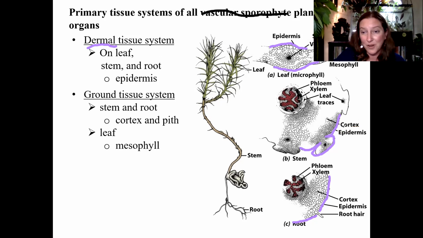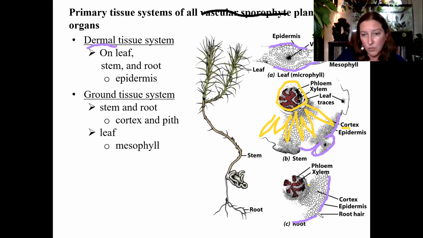I am so bad at drawing. Cortex. So all this stuff here is cortex. And then pith, I guess it's not labeled here. If there was pith, it would normally be in the middle, but this one doesn't have pith for some reason. But cortex and pith are ground tissue systems in the stem and the root.